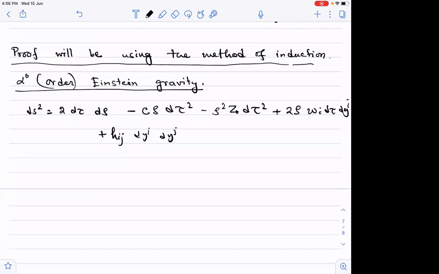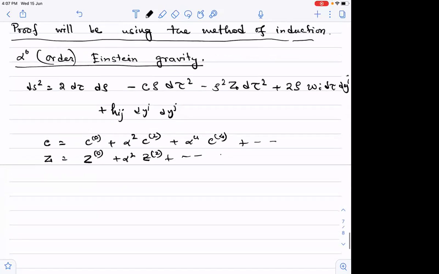So this is the metric, and since the metric admits an expansion, everything admits an expansion. So C is also C0 plus alpha squared C2 plus alpha to the 4 C4, and so on. Everything has similar kinds of expansions, Z0 and all other functions also. Now for alpha to the 0 order, if we look at the equation, and the same will be true for the equation of motion.